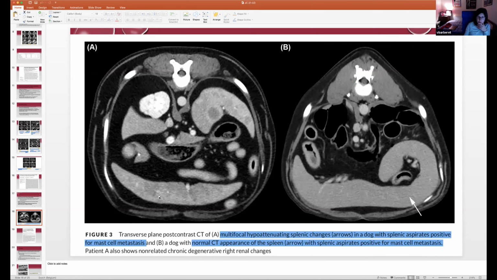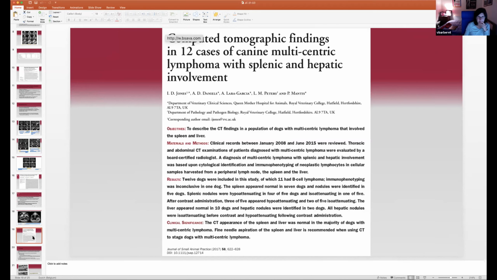So yeah, that's what they call multifocal hypoattenuating areas in the spleen. And that was a dog positive for mast cell tumor. But again, nothing really completely specific there, I guess, that they could see. There was another one about lymphoma, again, with involvement of the spleen and liver.